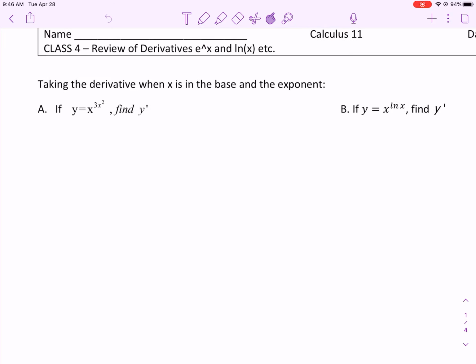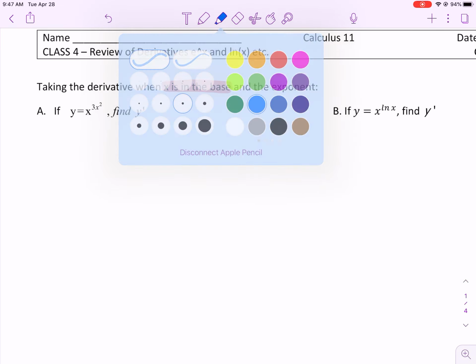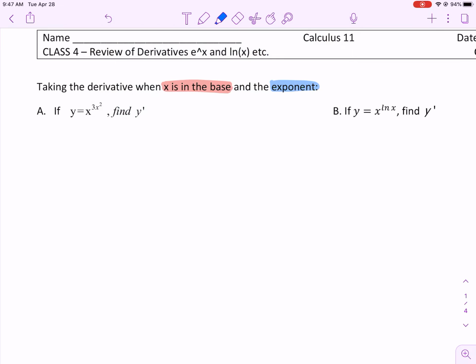So if you take a look here, what's different about these two problems is that the function that's given is y equals x to the 3x squared. So we have x not only in the base, but x is also in the exponent. If x is in the base, something like x to the second power, we know how to take the derivative of that. And if we have x in the exponent, like 2 to the x, we know how to take the derivative of that. It would be just times ln of 2, or ln of the base.